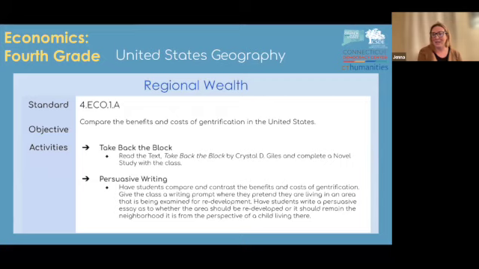And then lastly, a persuasive writing activity. You can have students use that knowledge that they've now gained of the costs and the benefits of gentrification and examine where they think they fit into that, right? So they could pretend that they are living in an area that is being examined for redevelopment. You can have the students write a persuasive essay as to whether the area should be redeveloped or if it should remain the neighborhood it is, from the perspective of a child living there.